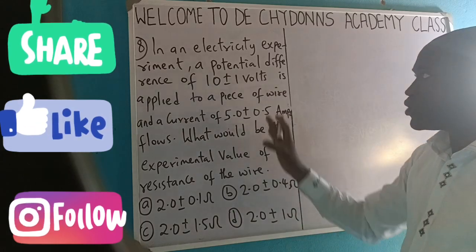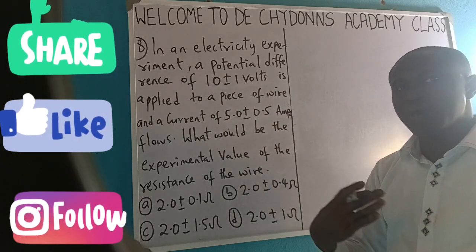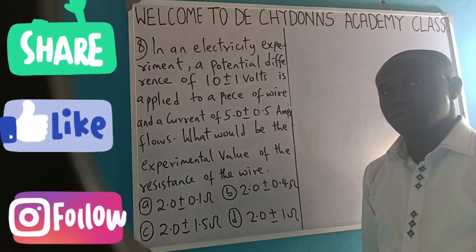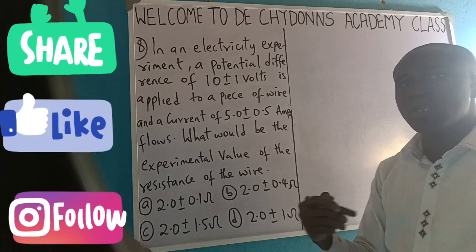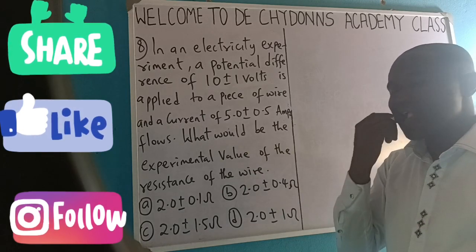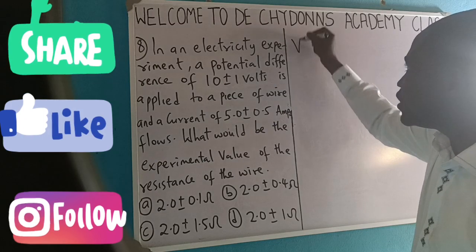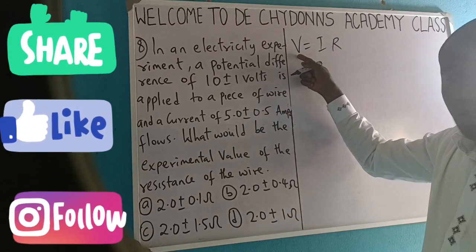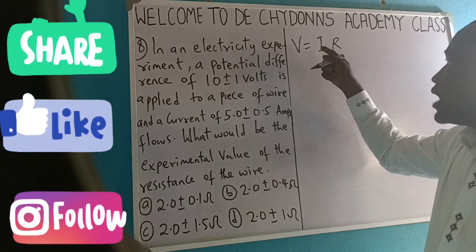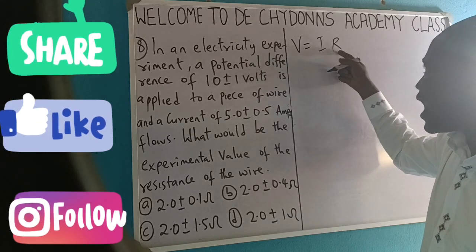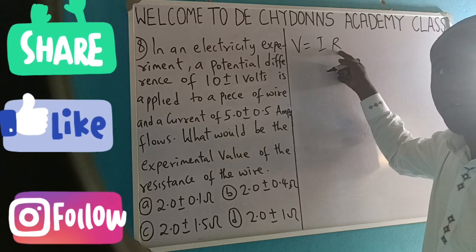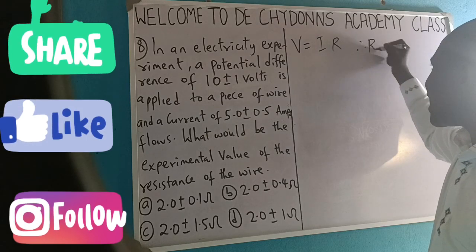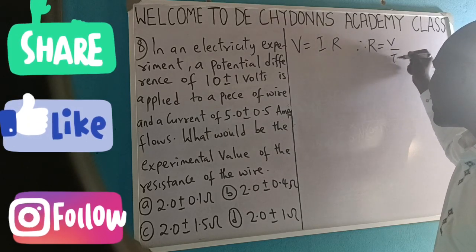As you are looking at this question, ask yourself, what experiment is it coming from? From the electricity experiment. In electricity, we were told about Ohm's law, that it stated that V is equal to IR. V is voltage or potential difference, I is current and R is effective resistance of the resistors given to us. From here, R is equal to V over I.